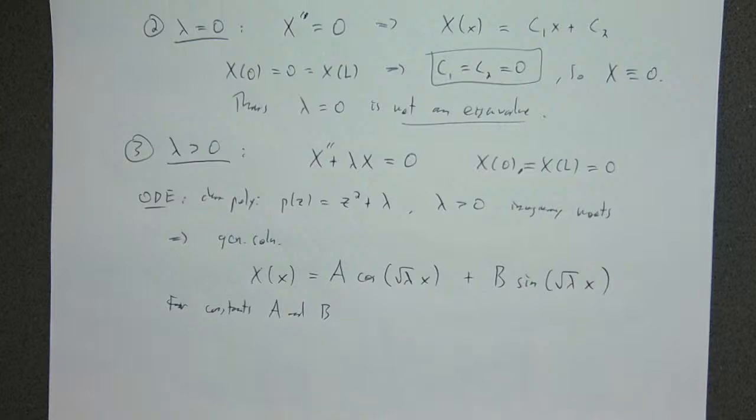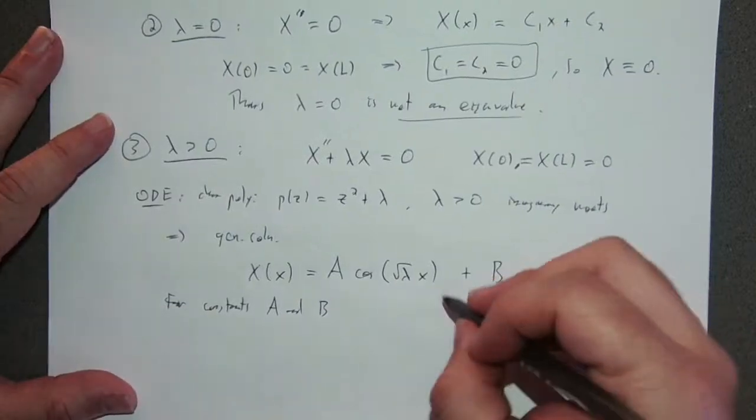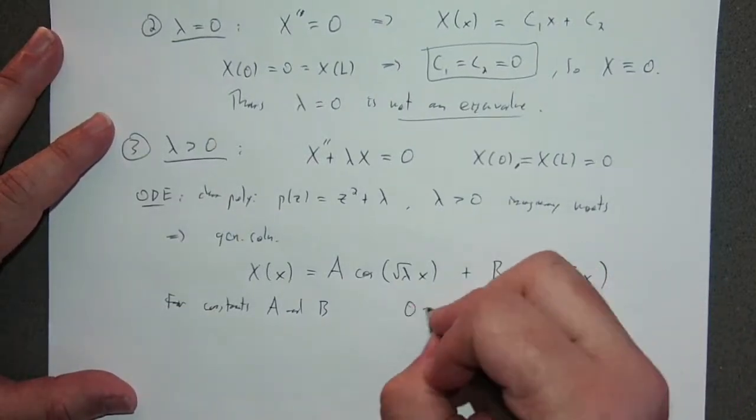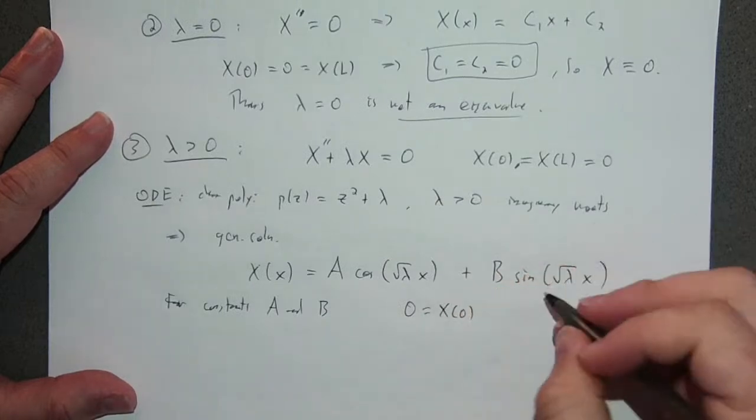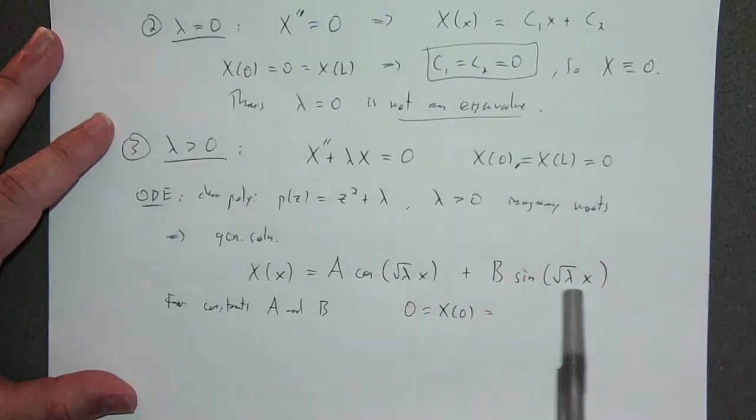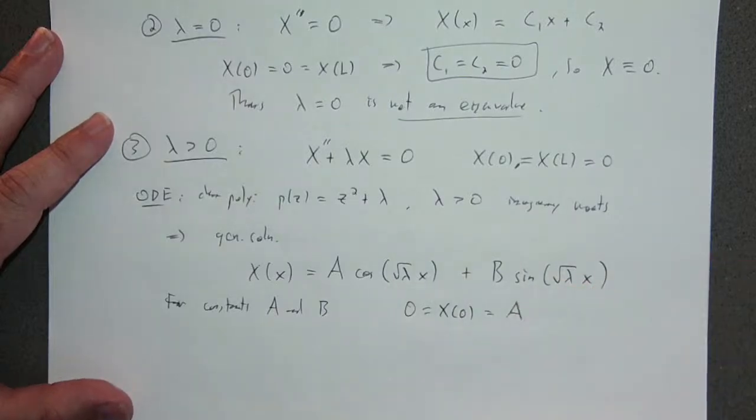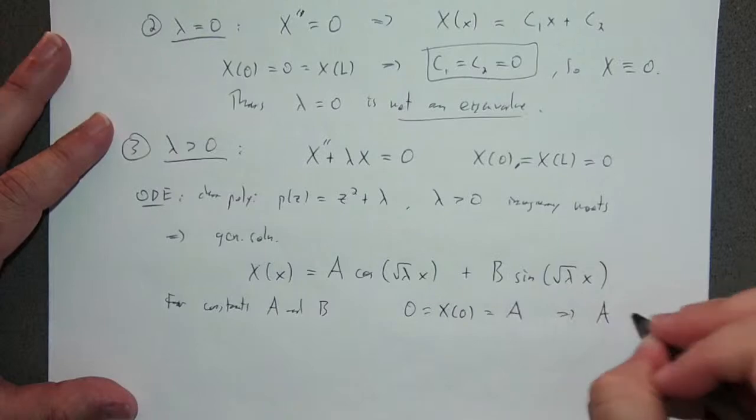And in this case, let's impose the initial condition here, right? So if 0 is equal to x of 0, plugging in 0 here, sine of 0 is 0, cosine of 0 is 1. So that's just a. So this implies that a is equal to 0.